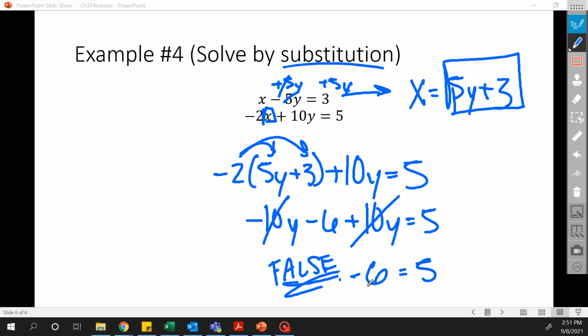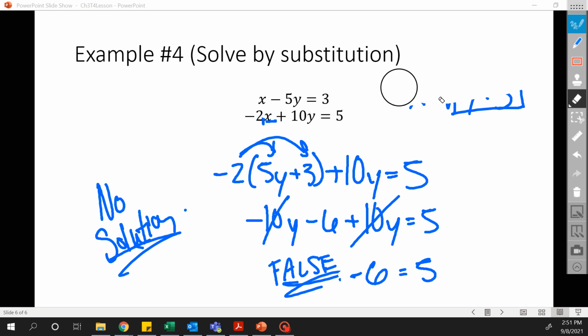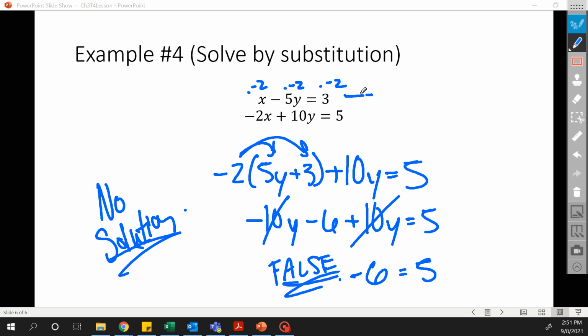What this means is that these two lines do not cross. There's no solution here, because this is not solvable. It's not even true. There's no solution here. There is not going to be a way for these to have a solution. And we can see that if we get the first equation to match the second equation. If we multiply the first equation by negative 2, we would get negative 2x plus 10y equals negative 6.